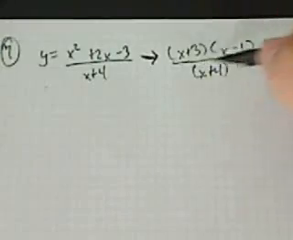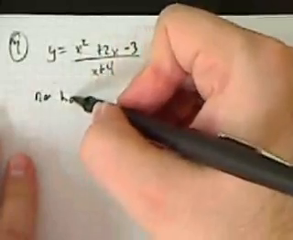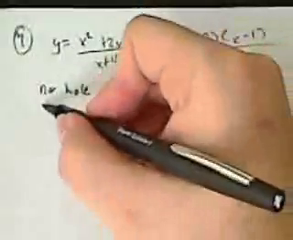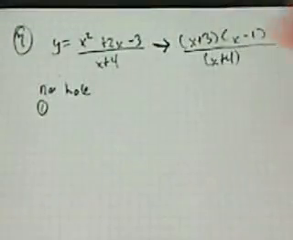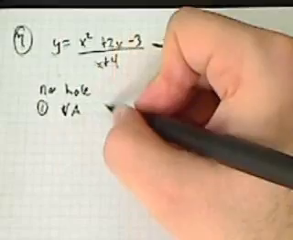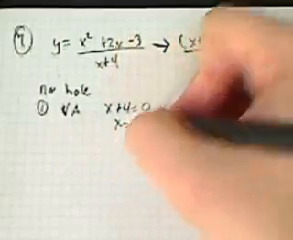So no factors will reduce out of the equation, which means I already know there's no hole. The second thing is when I go to find several of my values, I'm going to find my vertical asymptote. X plus 4 equals 0, x equals -4.